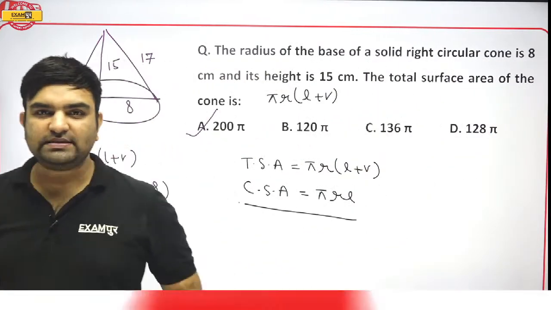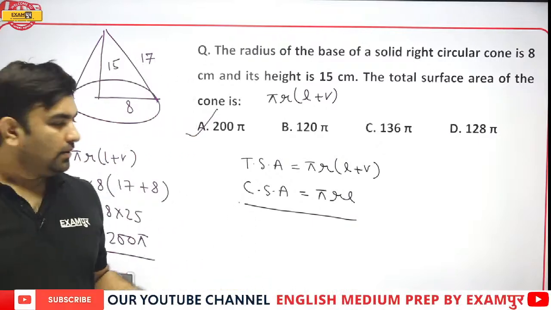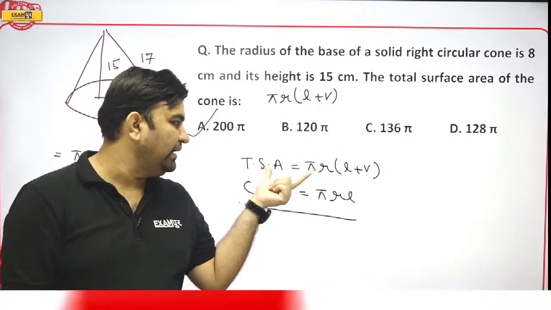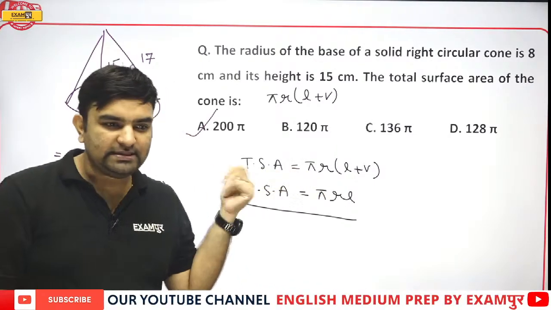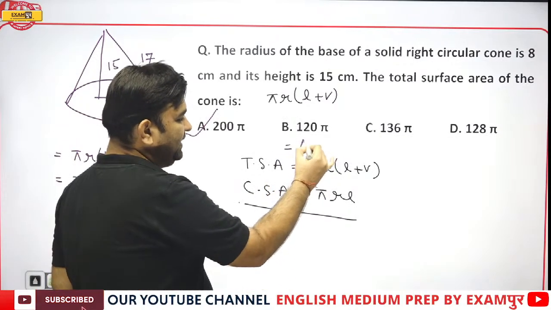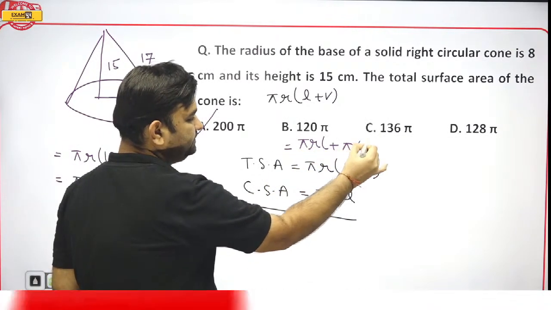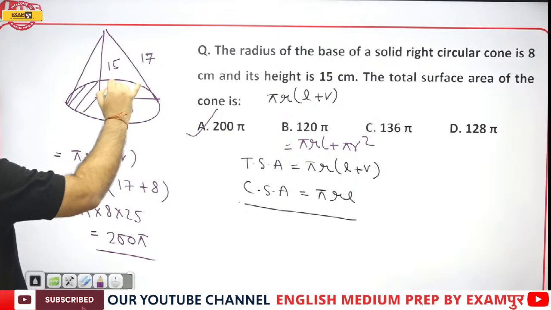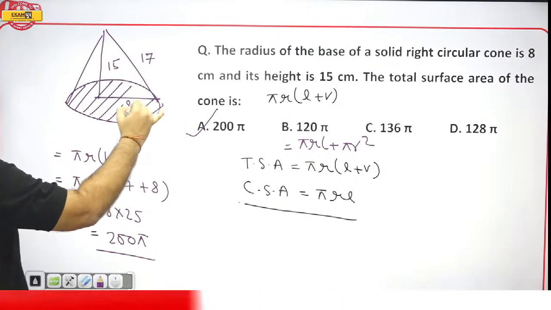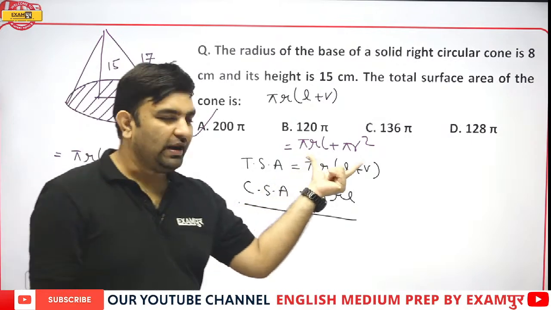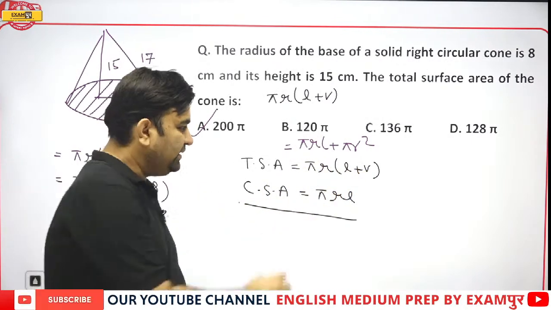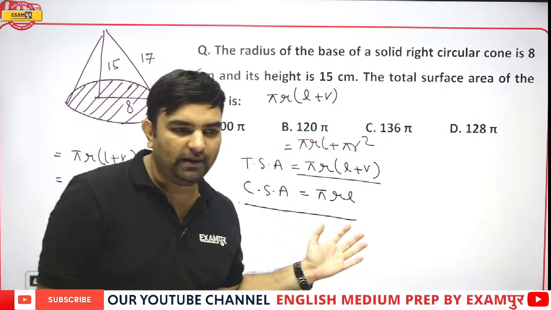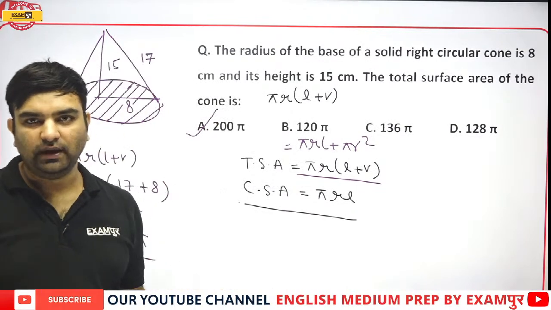Curved surface area is pi r L, whereas total surface area is pi r (L plus r). Basically it is pi r L plus pi r square, and this pi r square is for this extra circular portion. So when I club this, it will become pi r (L plus r). Okay?